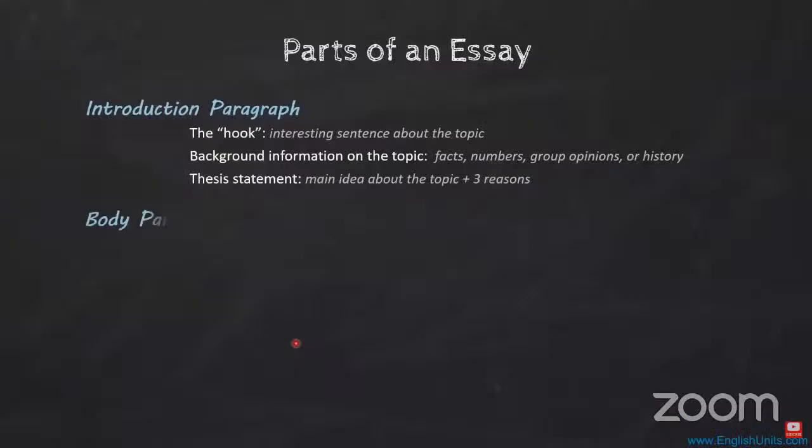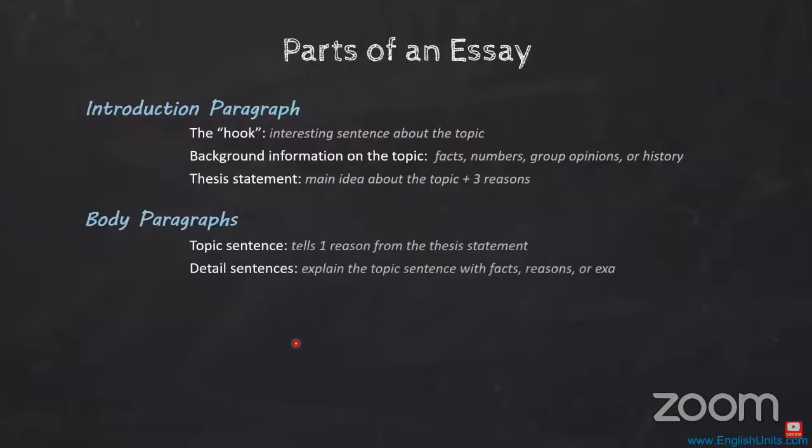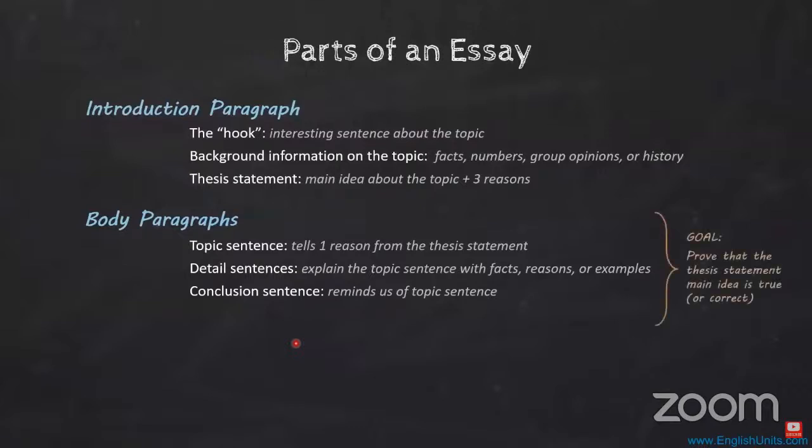After our introduction paragraph, we have 3 body paragraphs. Each body paragraph begins with a topic sentence. The topic sentence tells one reason from the thesis statement. After the topic sentence, you have detail sentences that explain your topic sentence with facts, reasons, or examples. And the last sentence in your body paragraph is called the conclusion sentence. This sentence reminds us of the topic sentence of that paragraph.